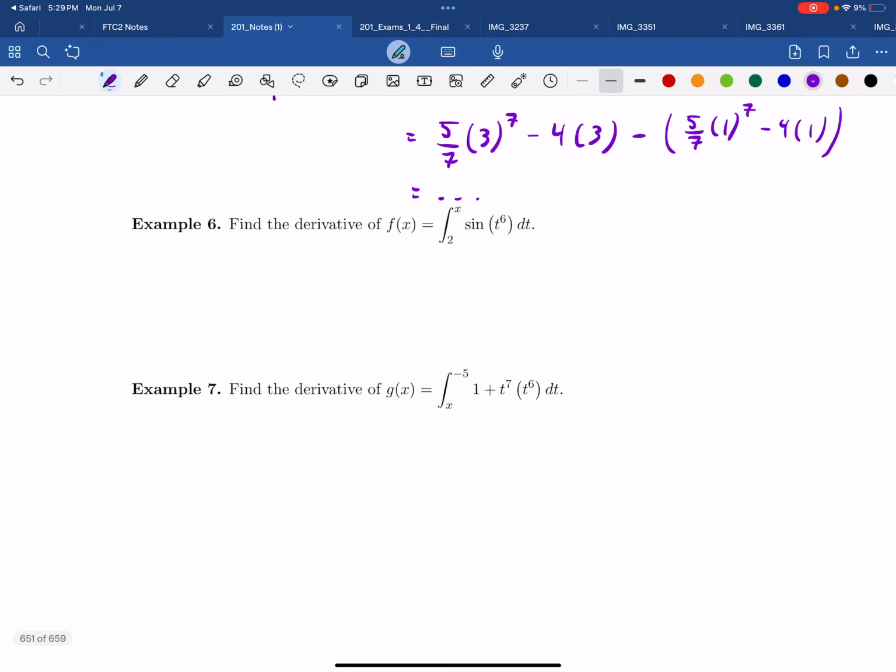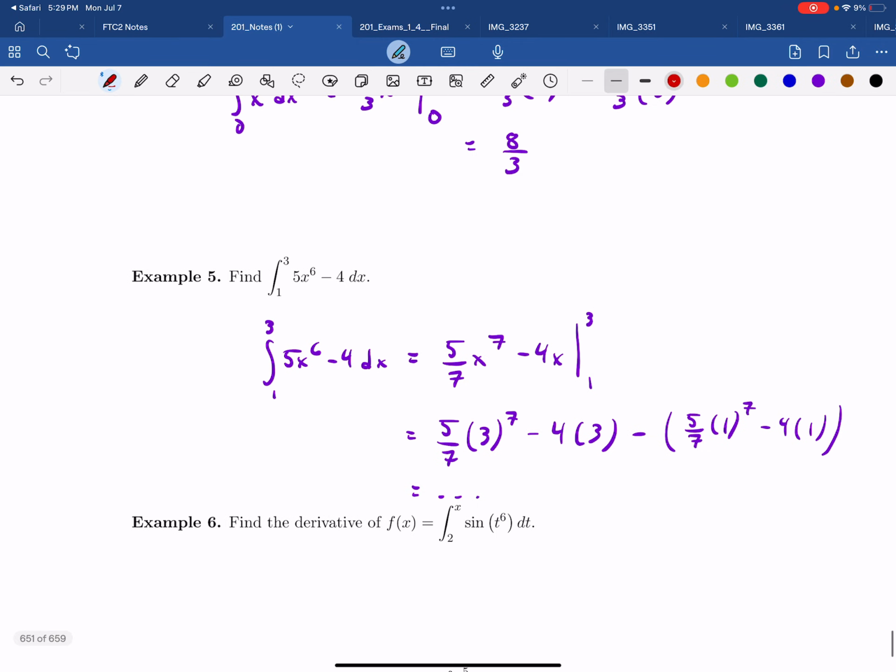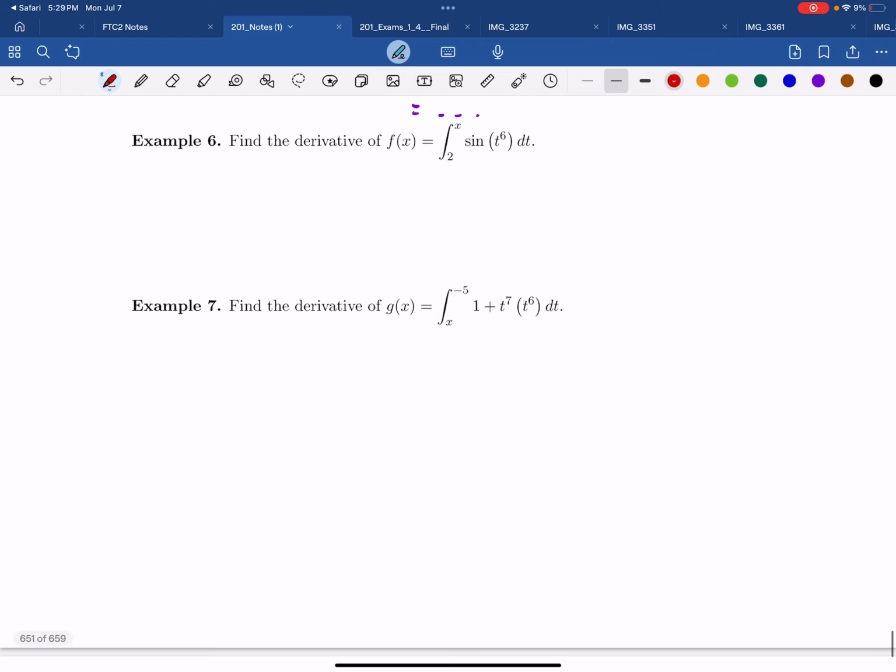On the flip side, that was FTC2 right here. Just want to point out that was the second part of the fundamental theorem of calculus. FTC1 is right over here and here. Let's do a couple of those, right?